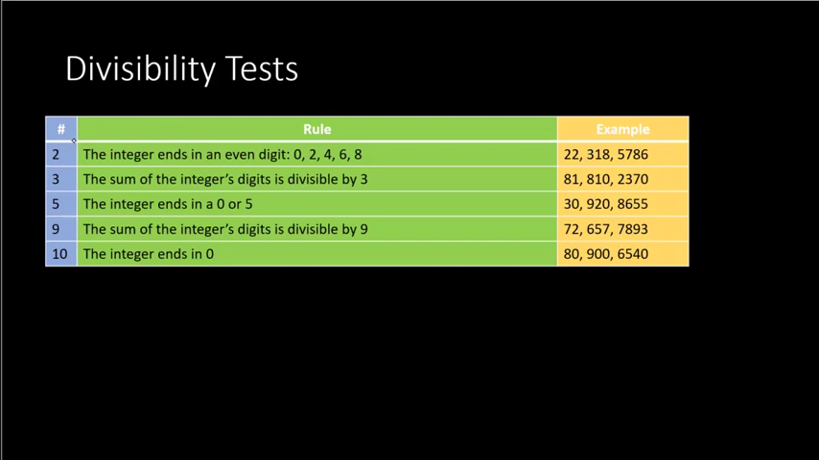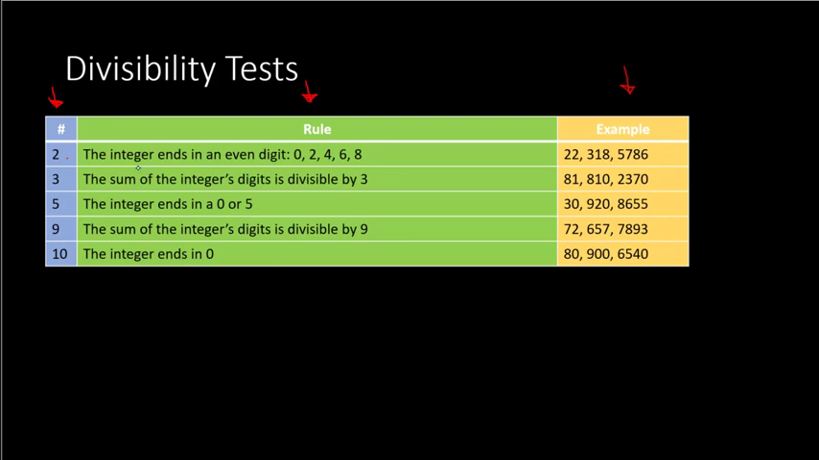So what we have here in this far left column is the number that we're trying to determine if we can divide by. So we're trying to figure out ways to determine if we can divide by 2, if we can divide by 3, if we can divide by 5, 9, or 10. And then this column is the rule. So this is the method in which we can determine that. And then on the far column, we have examples of numbers that can be divided by the 2, 3, 5, 9, and 10.